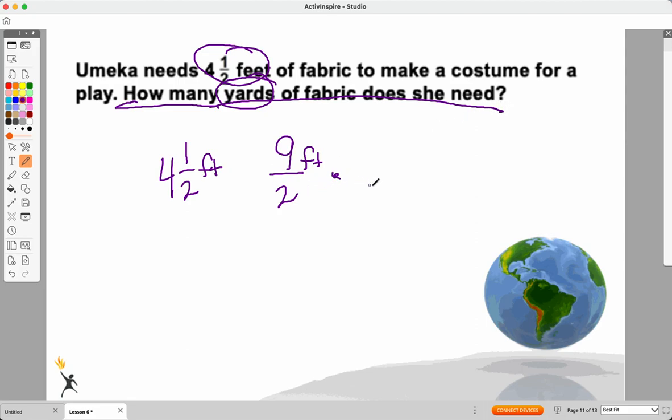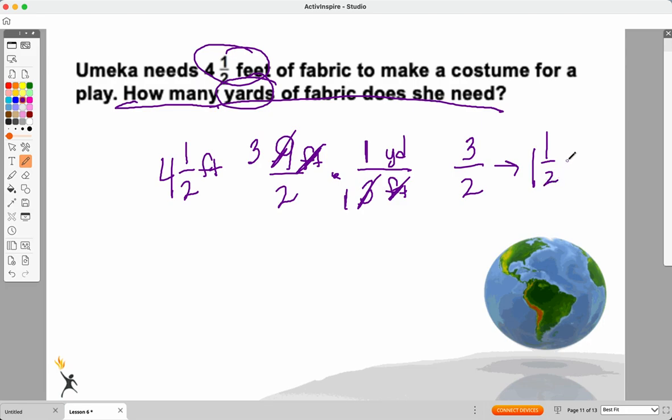So I need to get feet down here, going to yards. So there's my yards. I know 3 feet equals 1 yard. So I'm going to multiply again, cross reduce. I can cross reduce my numbers down too. So I'm left with 3 over 2, and I'm going to simplify that to 1 1/2 yards. Well, I should put an S on that since it is plural.